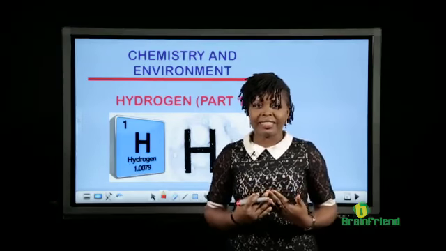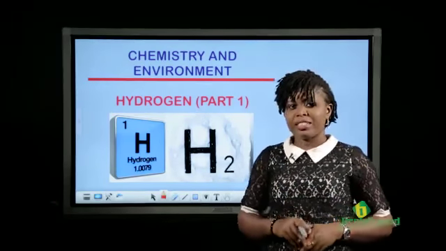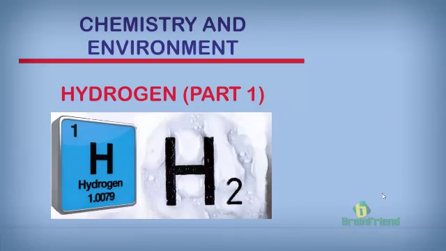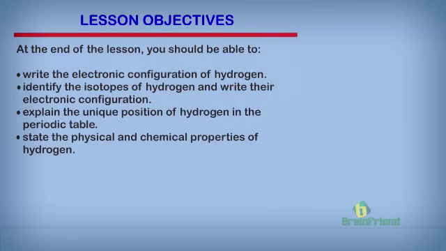I am Ngubani Kirsten, and I'm here to take you on the subject chemistry. The theme of our class today is chemistry and environment, and I'll be taking you on the topic hydrogen, part 1. At the end of this lesson, you should be able to write the electronic configuration of hydrogen, identify the isotopes of hydrogen, explain the unique position of hydrogen in the periodic table, and state the physical and chemical properties of hydrogen.